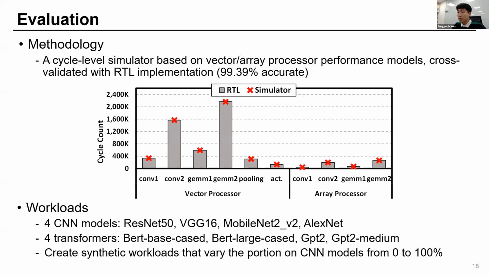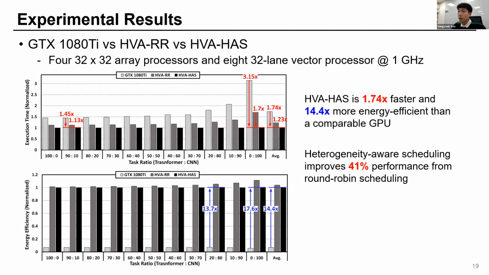To emulate realistic ML workloads in a data center, we utilize 4 popular convolutional neural network models and 4 transformer models. Each model can generate a request with a certain probability in the time domain by varying the portion of CNN models from 0 to 100% with a step of 10%. We construct a total of 11 synthetic workloads. This slide shows the experimental results of this work.